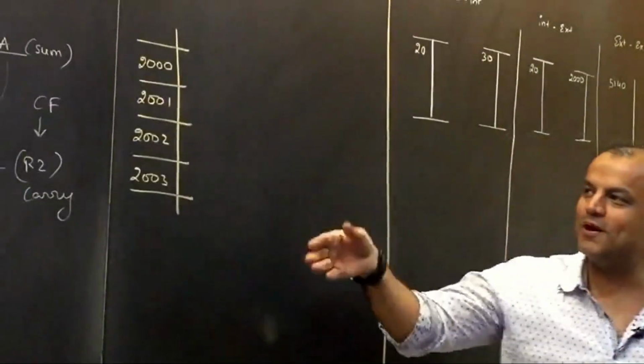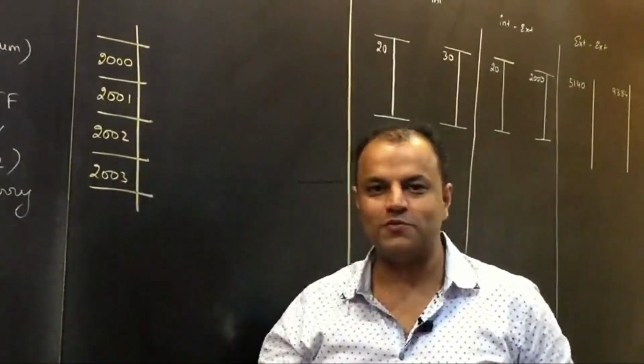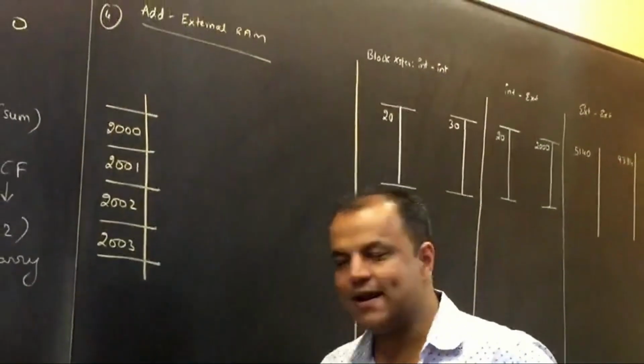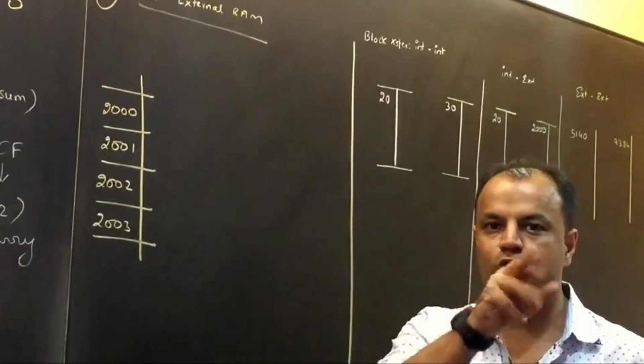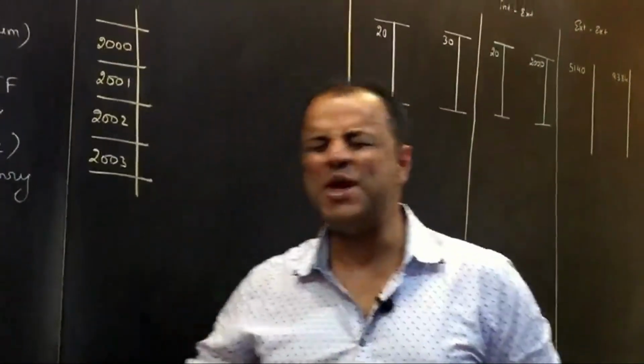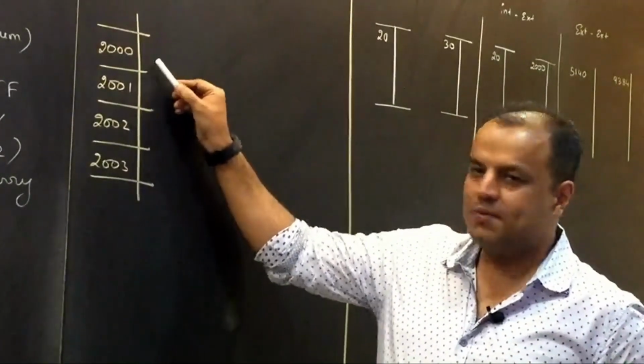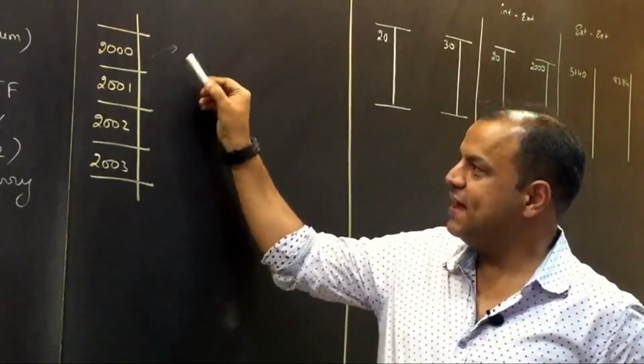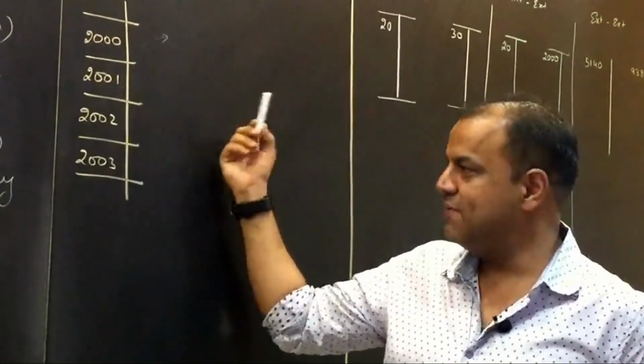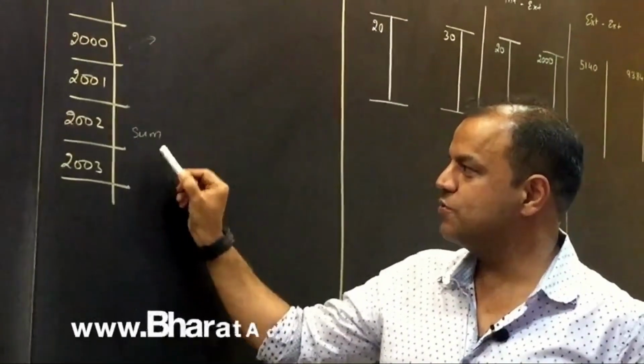Same program. Write a program to add the contents of location 2000 and 2001, store the sum at 2002 and carry at 2003. Same question, but now for external RAM. Big change. Okay, huge change. Again, 8-bit numbers, same concept. Take the first number in A, add the second number. A will have the sum, store the sum over here, store the carry over here.